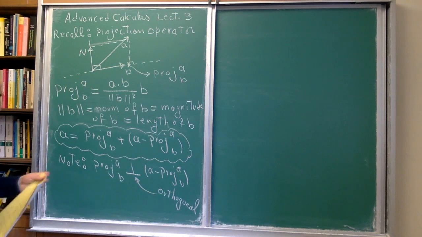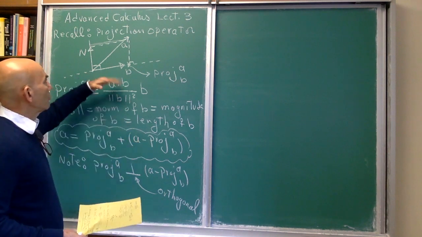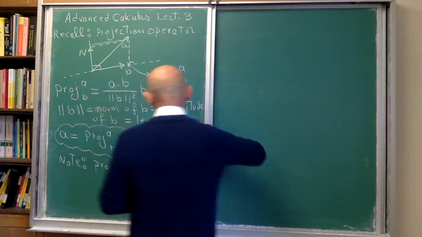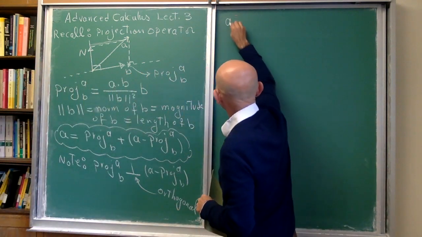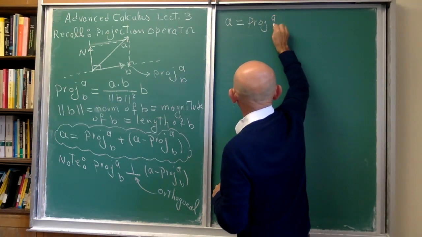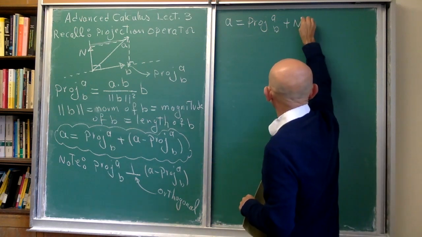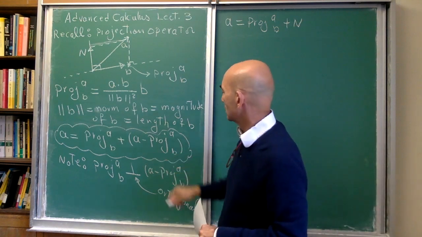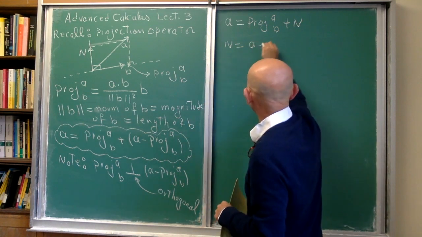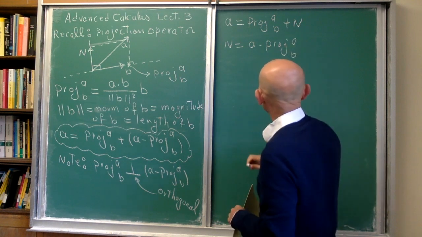Now, this is called the orthogonal decomposition of vector A along B and the orthogonal direction. So this is N. Let me write it like this. In other words, we have decomposed A as proj A along B plus N. We can write it in this form, where N is, of course, A minus proj AB.